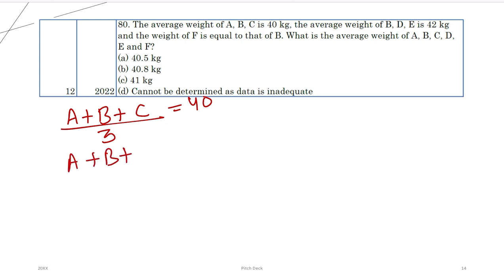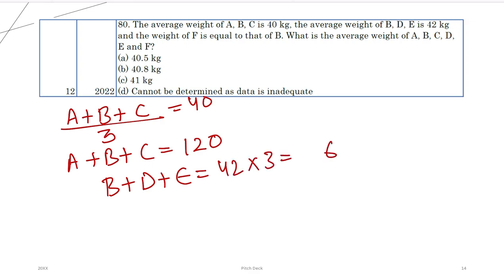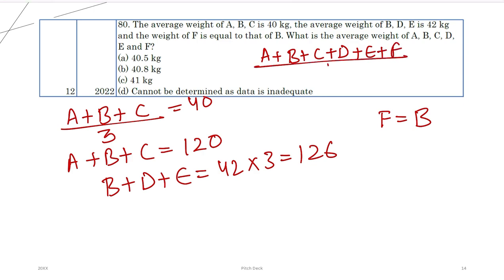So the weight of A plus B plus C is 40 into 3, 120. This thing is clear? Now, B plus D plus E is 42 into 3. 3 4s are 12, so 126. The weight of F is equal to the weight of B. F is equal to B. Now, they are asking us what is the average weight of A plus B plus C plus D plus E plus F divided by what? 6. So this is what they are asking for.